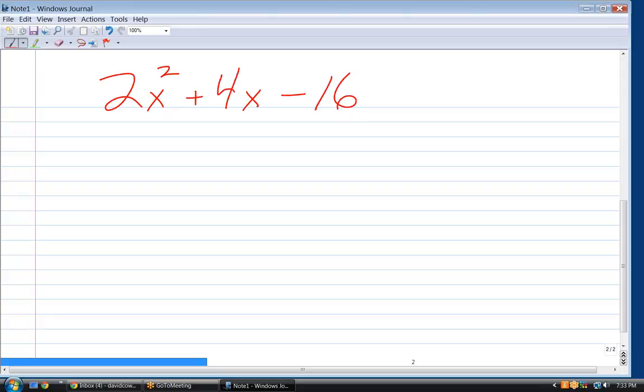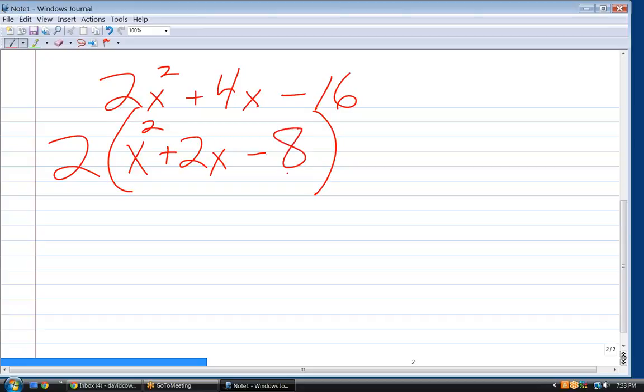Okay, so should we take the 2x and distribute it, because it's the greatest common factor? Well, we want to factor out the greatest common factor always as a first step. Okay. What's the greatest common factor? Just 2. Okay, let's take it out. What's left behind? It's going to be x squared, plus 2x, and then minus 8. Right? Okay. Now we have a polynomial that's much easier to factor.